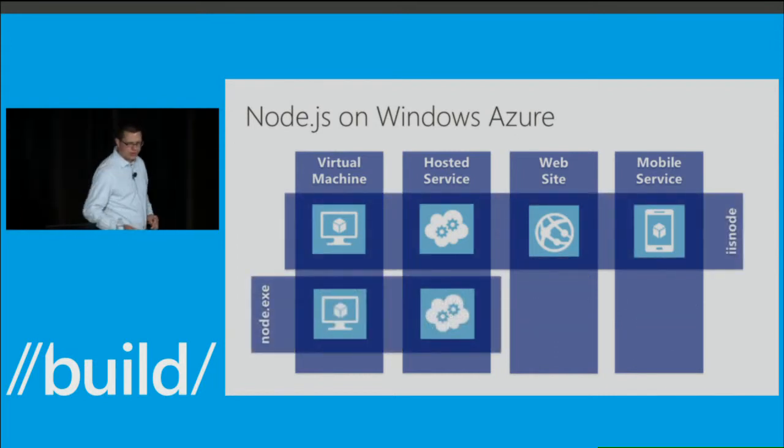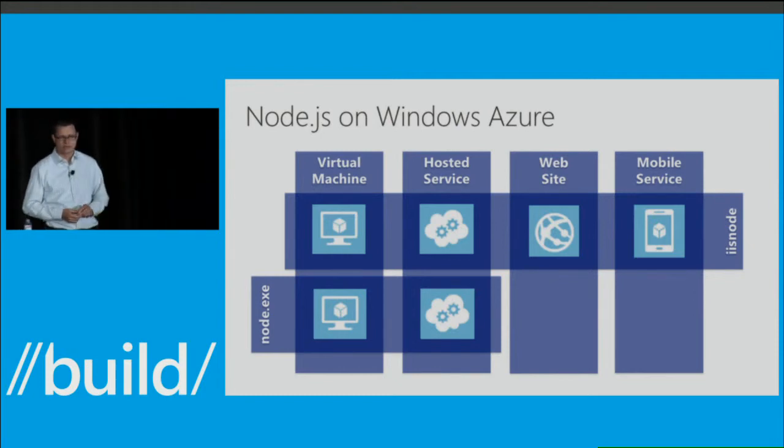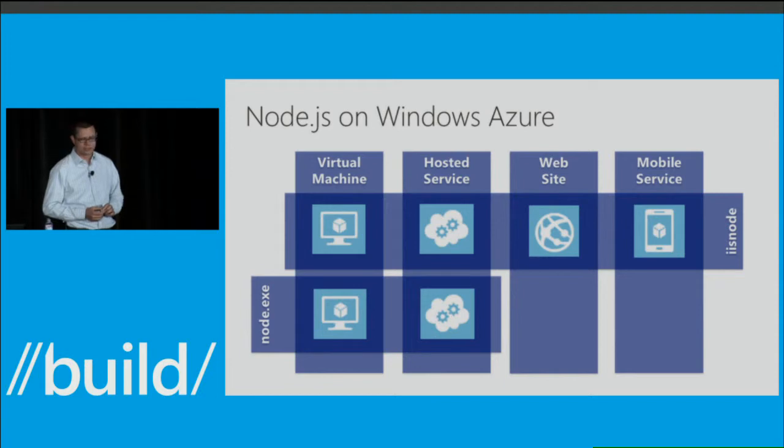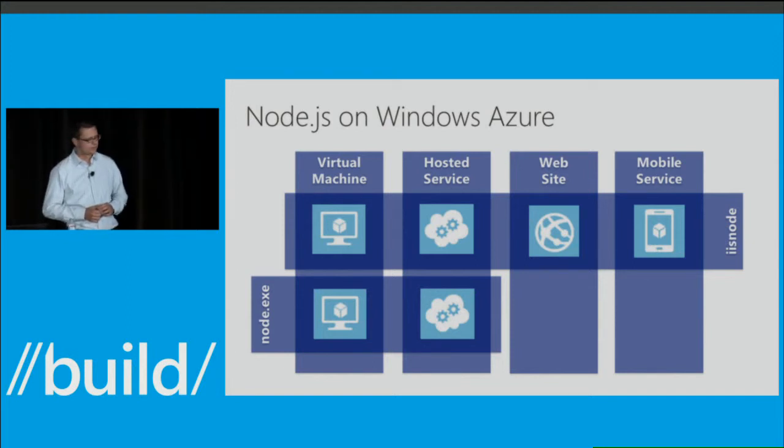This is how the 4 ways of running Node.js applications in Windows Azure compose with the 2 ways of running Node.js code on Windows in general. You can self-host your Node.js applications either in virtual machines or hosted services. These are the 2 environments that provide you with full administrative access to your machine, and you can run whatever processes you want, including the Node.js runtime. You can use IIS Node, hosting Node.js applications inside of IIS across the 4 environments.